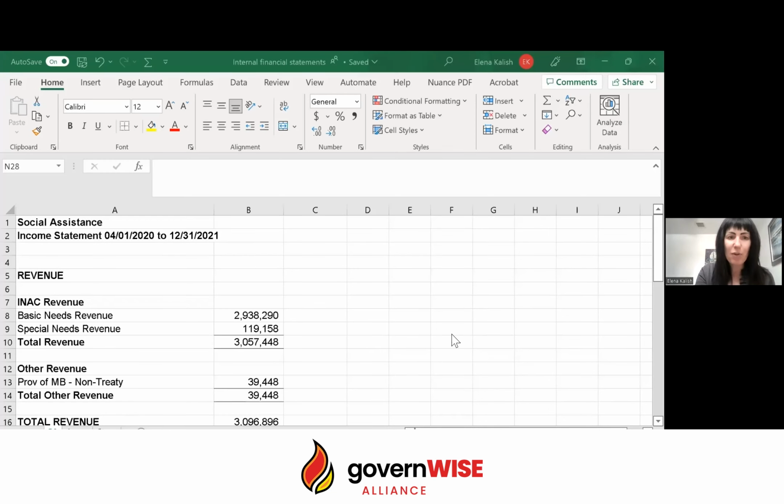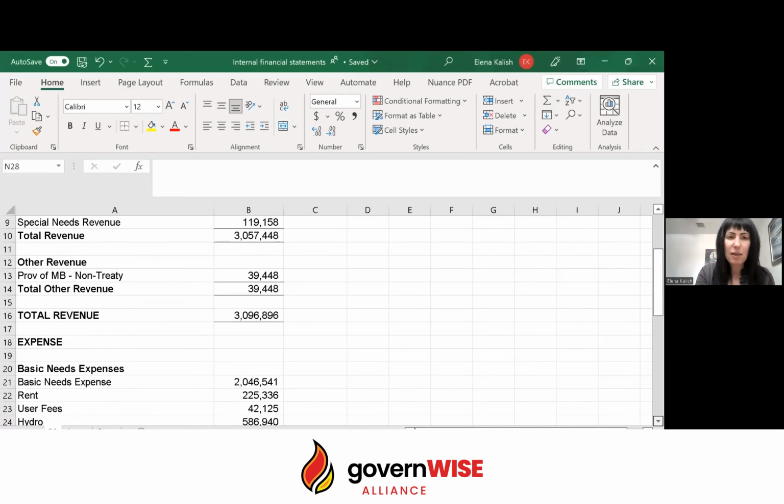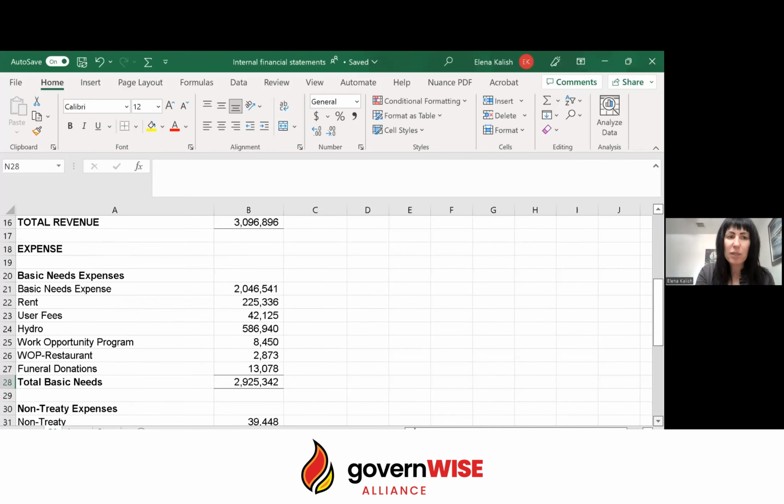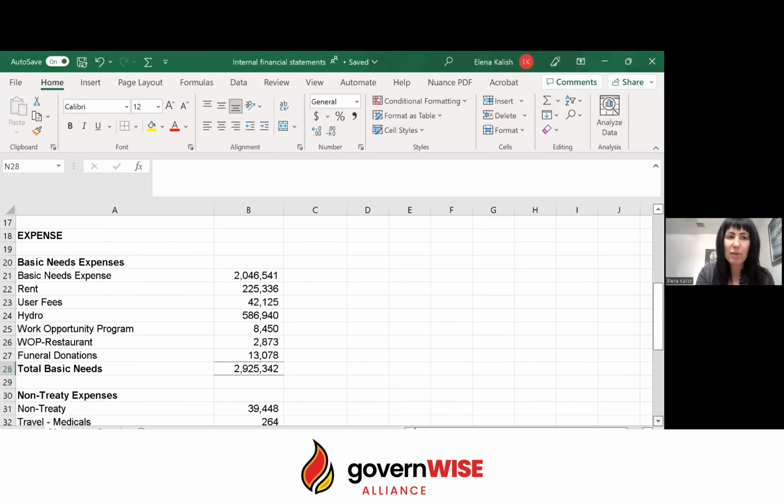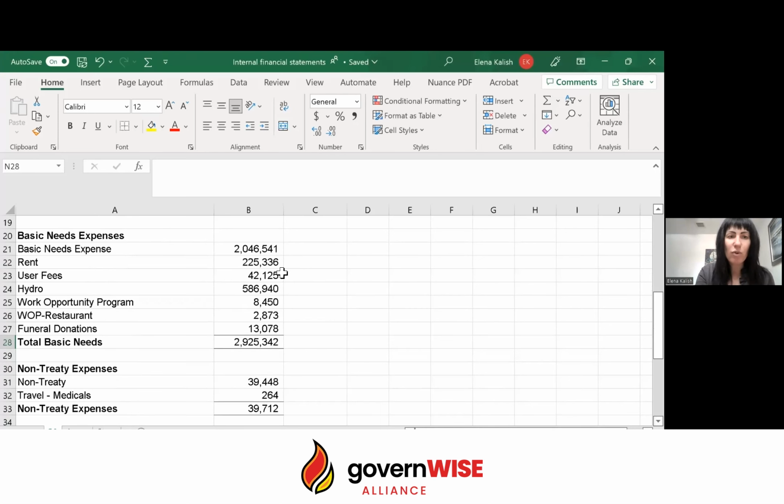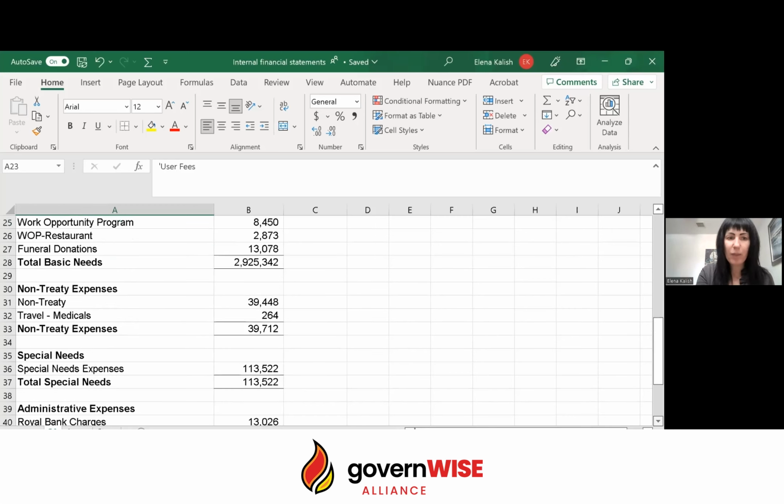Okay, so my first example is just an internal financial statement for a First Nation. In this case, we're looking at income assistance. They present the revenue at the top. You can see the expenses come right under the revenue. And here they're grouped by expense categories that are meaningful to the funders and also to the First Nations. So there is the basic needs expense, shelter allowance, user fees, and so on and so forth.